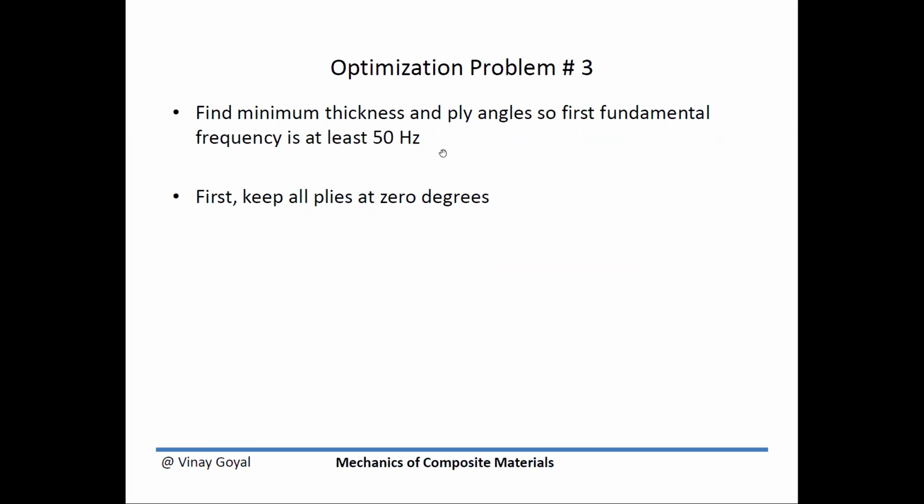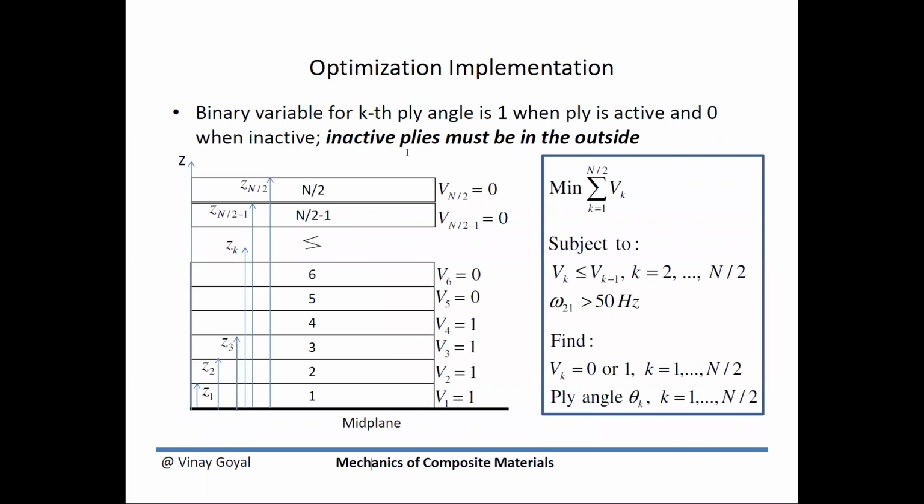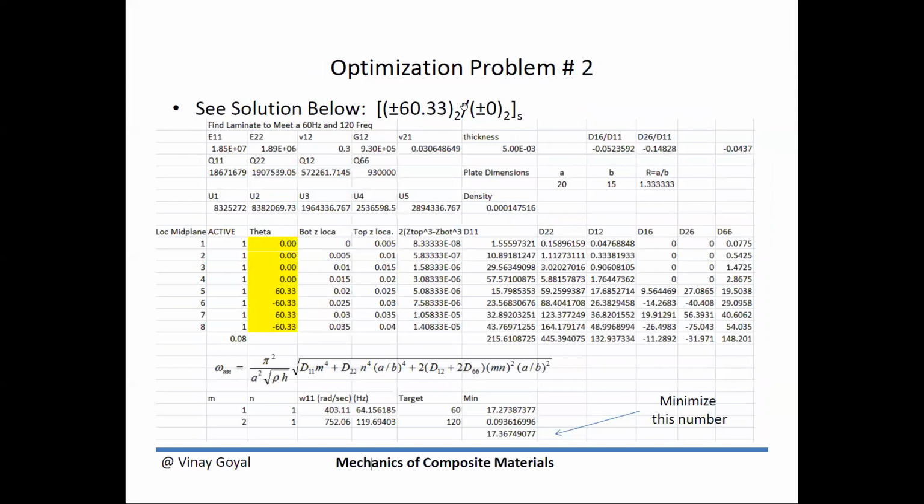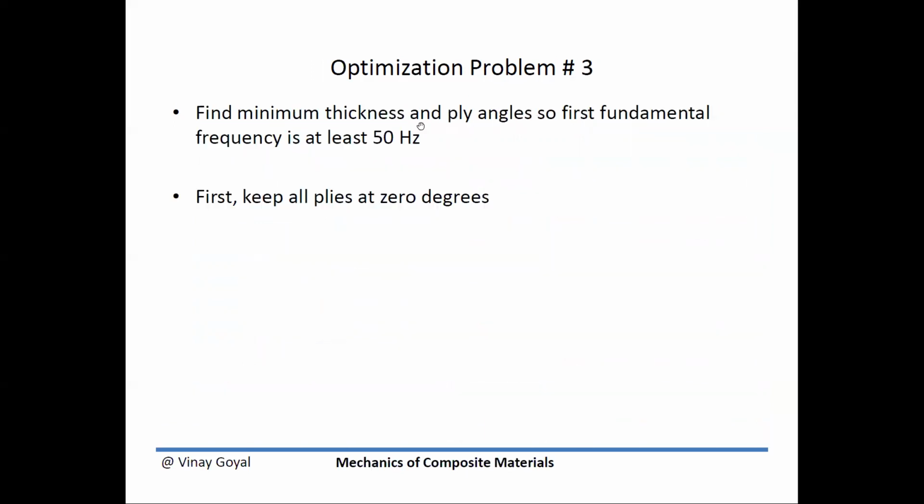Okay, so let's look at the third optimization problem here. What we want to do is find the minimum thickness and ply angle so that the first fundamental frequency is at least 50 hertz. And so that's the one we're going to study. And note here that we want to find the minimum thickness now. So this is a little different. In previous problems, we kept the number of plies fixed. Here, we want to find the minimum thickness that will make this happen.